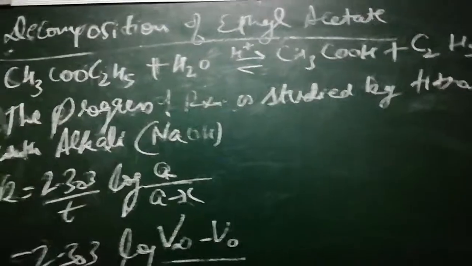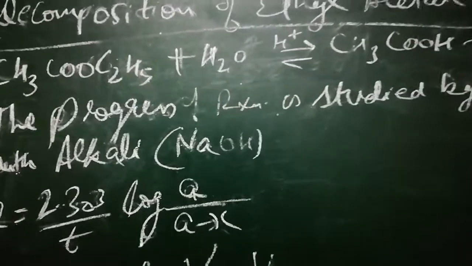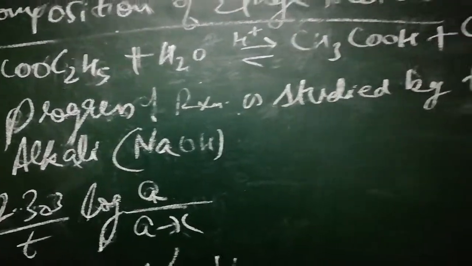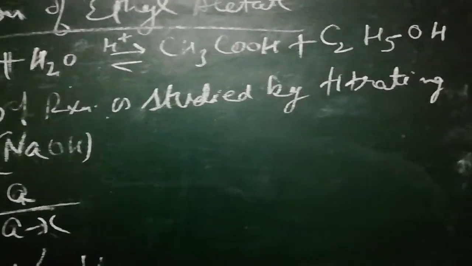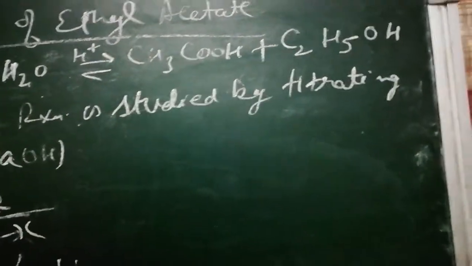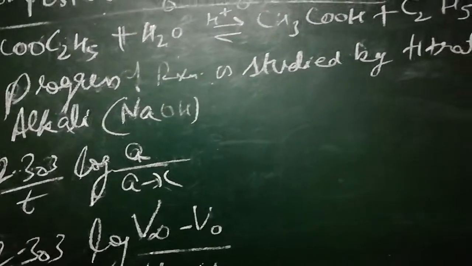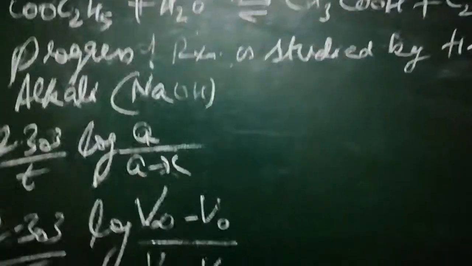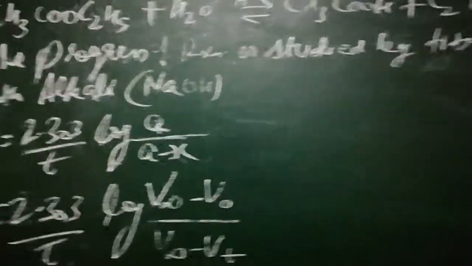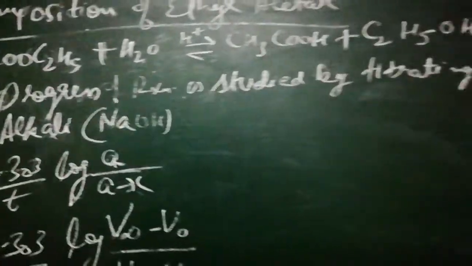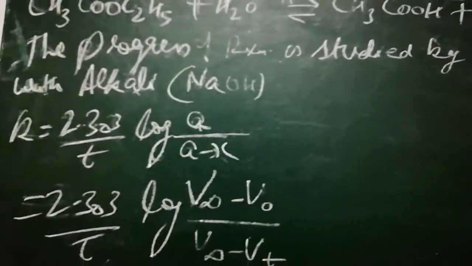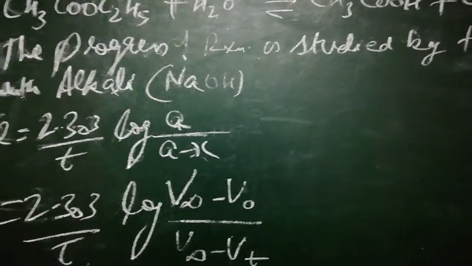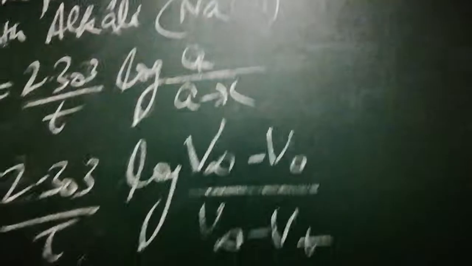Also, the second example which we discussed was the decomposition of ethyl acetate. So this is the ethyl acetate, CH3COOC2H5 plus water. In the presence of acid, it gives us acetic acid plus ethyl alcohol. So as we can see, this reaction has two acids present. So to study this reaction, we can easily titrate it with any alkali. So the progress of this reaction is studied by titrating with some alkali, and the commonly used alkali is NaOH.